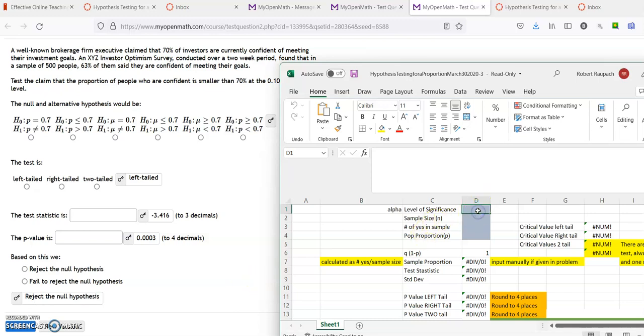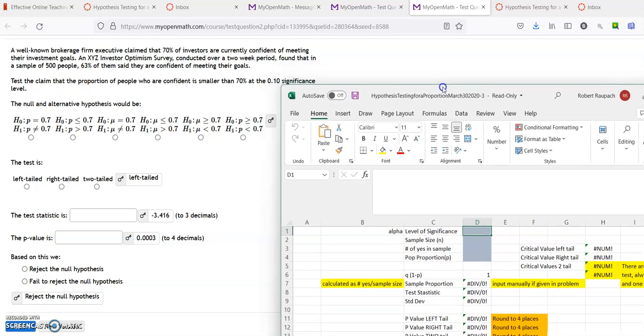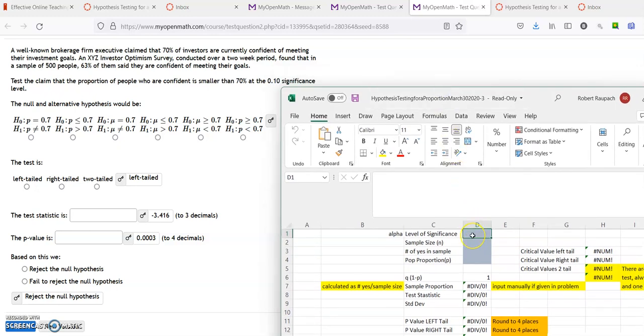Okay, just as I mentioned in several recordings from both last chapter and this chapter, if they give you the sample proportion, you have to manually enter it. That's where you enter it and leave the number of yeses blank. Okay, I'm going to repeat this. If they give you the sample proportion, you leave the number of yes blank and you manually enter it here.